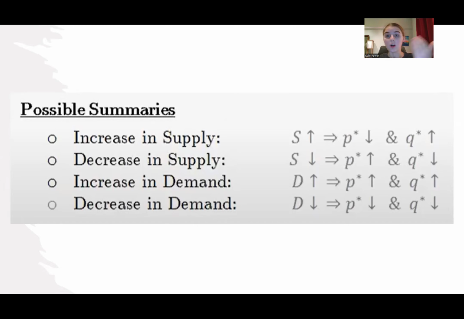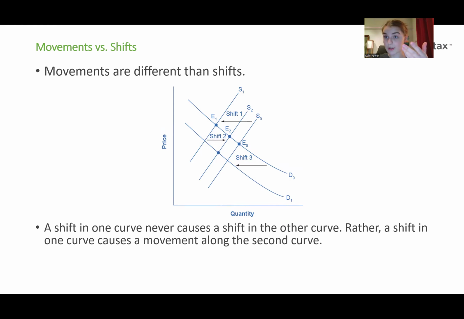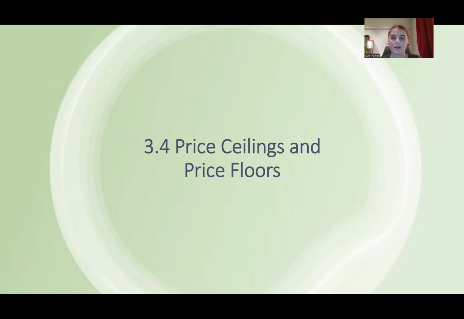Now, we also have movements. So any point on your actual given supply or demand curve can be a movement. So you can move up and down the curve without shifting it. A shift in one curve will never cause a shift in another right away. Rather, a shift in one curve causes a movement. You're moving along. You're moving to a new point. This brings us into a couple more examples. See, I told you this chapter has a lot of layers to it, and we'll work through those when we do the Excel example together too.